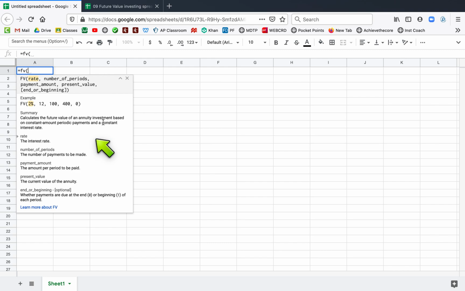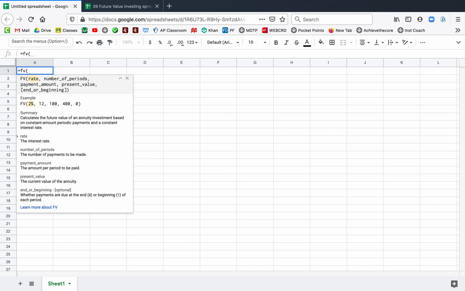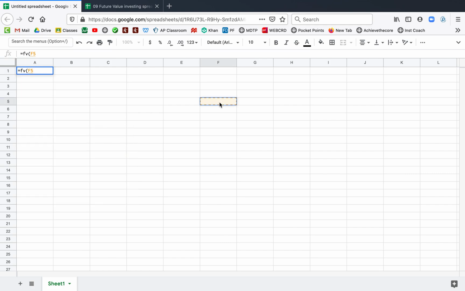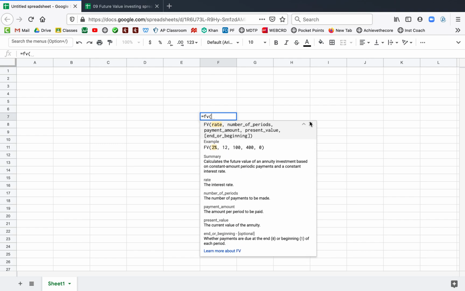Again, all I had to do was say equals FV, parenthesis, and it's given it to me already. Before, a question mark popped up. Since I already hit the question mark, let me see. Actually, let's delete all this and go to a different cell to see if it'll do that. Equals FV. Yeah, it's already giving me all the arguments right here.